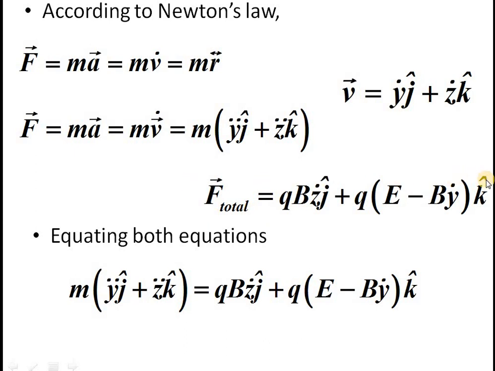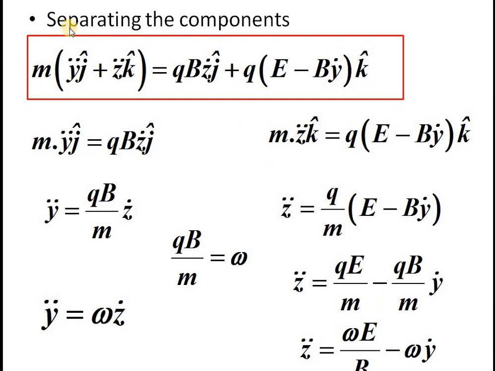According to Lorentz force law, this is the force. So both are the same thing, and you can equate both of them separately. This is Newton's law, this is Lorentz law, both are the same. So what we can do now is equate them component-wise. We have the Y component here and here, and the Z component here and here.